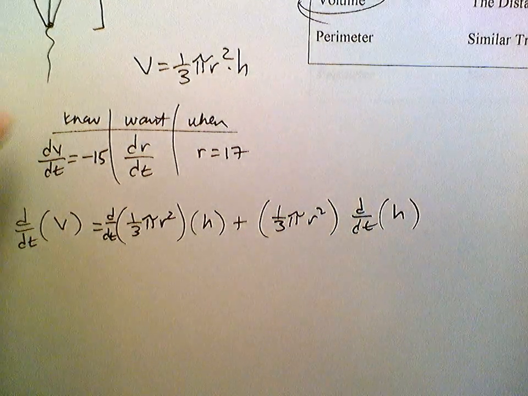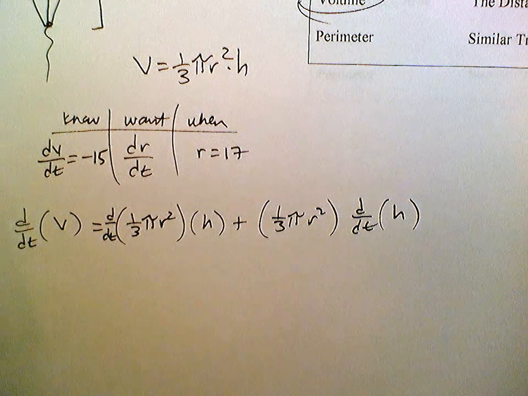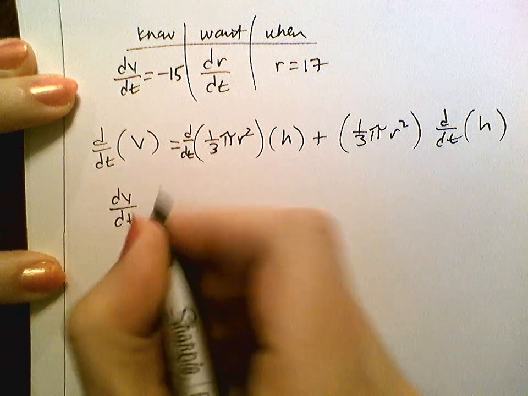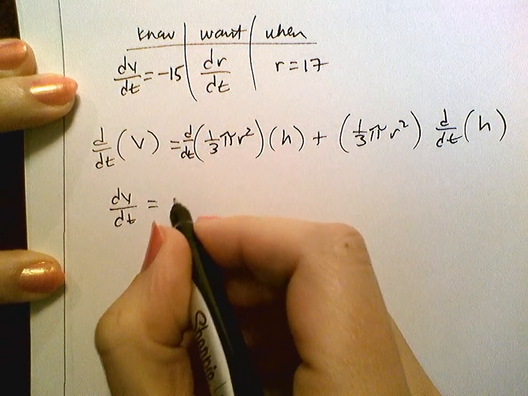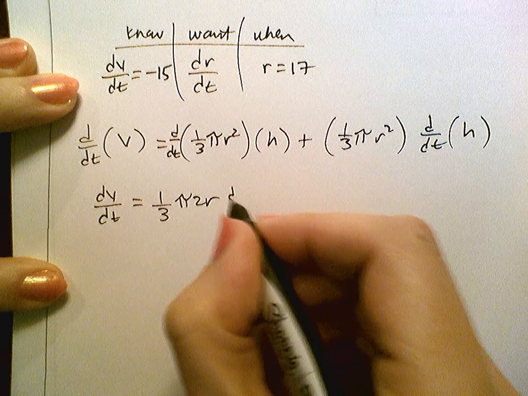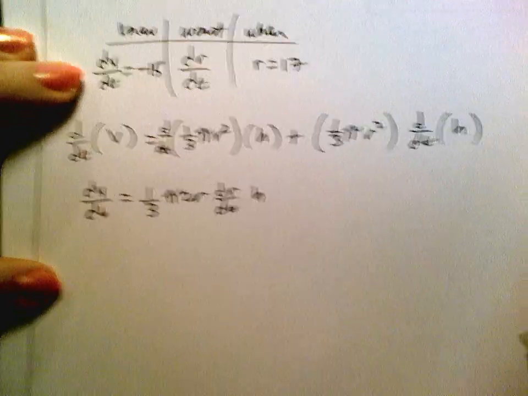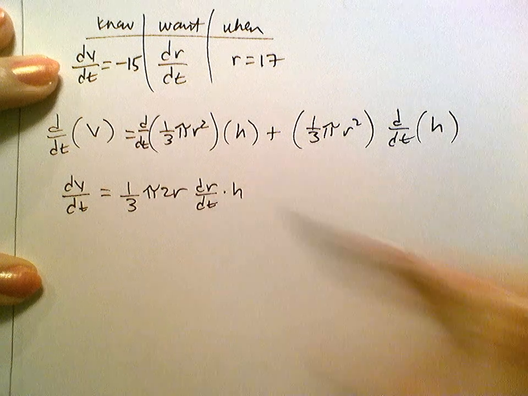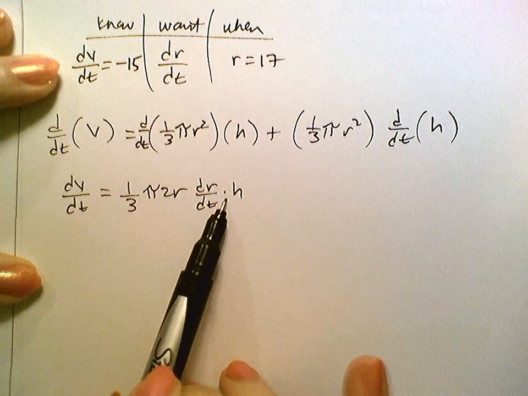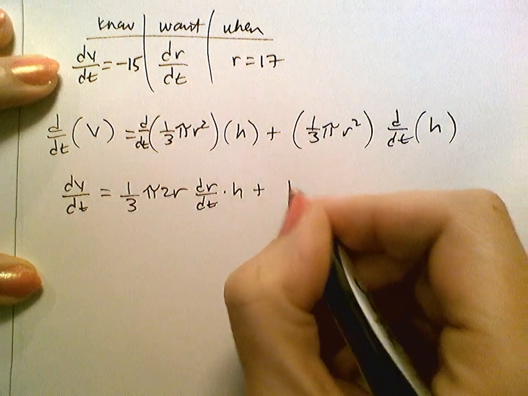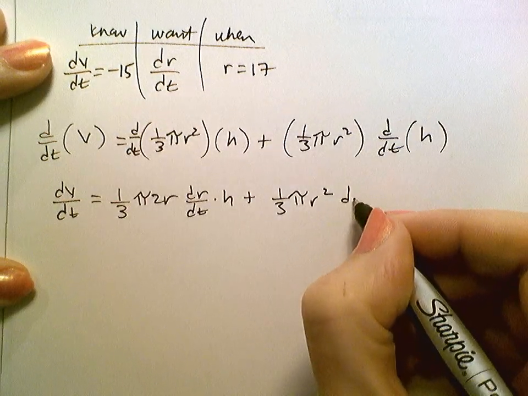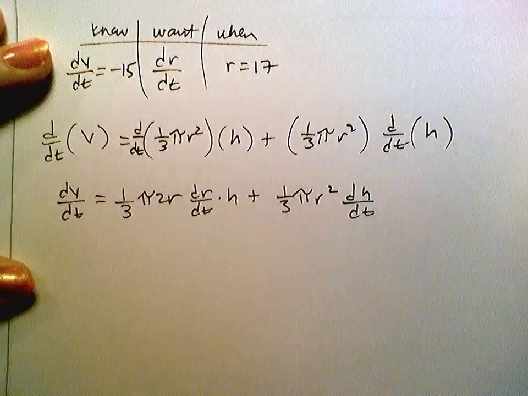Okay, I'm using product rule, just like yesterday. So the derivative of this is dV/dt equals, now the derivative of that part is 1/3 pi 2r dr/dt, h comes down, times. So this derivative is everything before the multiplication dot, and then the h just comes down, plus 1/3 pi r squared. The derivative of that is 1, and then dh/dt.